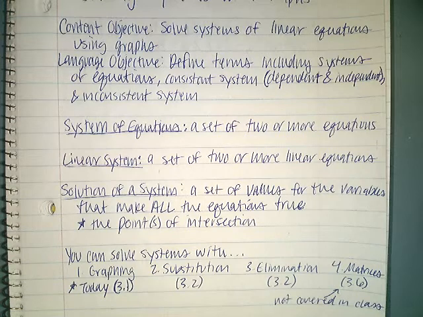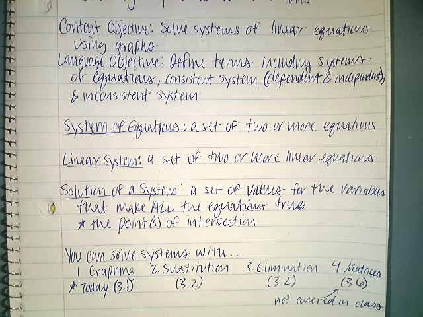A linear system is a set of two or more linear equations. So you can have systems of equations where it combines quadratics and linear, or absolute value and linear, or absolute value and quadratic. But a linear system is specifically a set of two or more linear equations, which is going to be our focus for this unit since it's on linear systems.